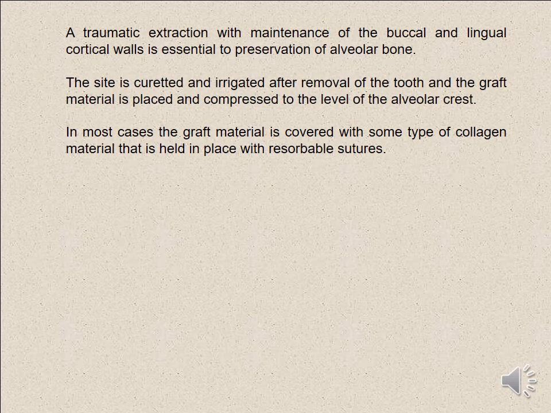Atraumatic extraction with maintenance of the buccal and lingual cortical walls is essential to preservation of alveolar bone. The site is curetted and irrigated after removal of the tooth, and the graft material is placed and compressed to the level of the alveolar crest. In most cases, the graft material is covered with some type of collagen material that is held in place with resorbable suture.